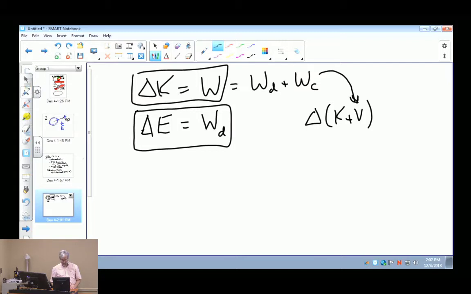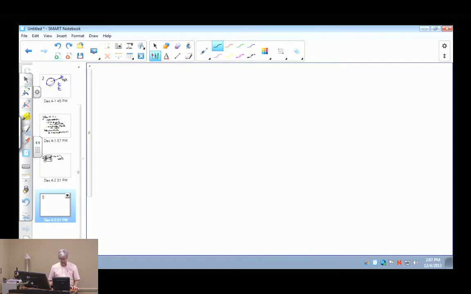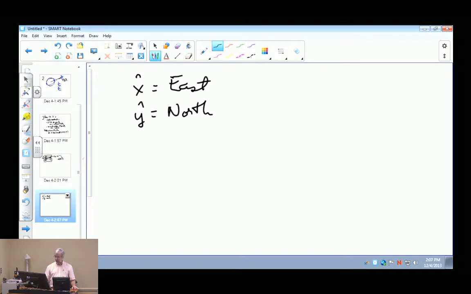Okay. Let's see here. Standing outside, we're defining a set of vectors outside. X is east. Oh, we are. Is this window open? Listen. X hat is east, Y hat is north, and Z hat is up.